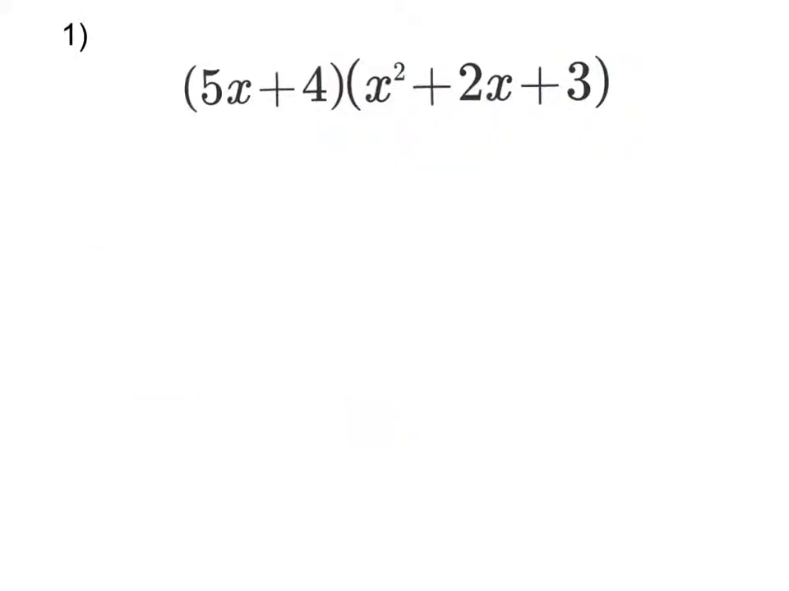As you can see in problem number 1, we have a two-term polynomial multiplied by a three-term polynomial. So if we were to apply this procedure to this, we would multiply the 5x by the x squared, so we get 5x cubed. We'd multiply the 5x by the second term, or the 2x, and we get 10x squared. And then we multiply the 5x by the 3 and get a 15x.